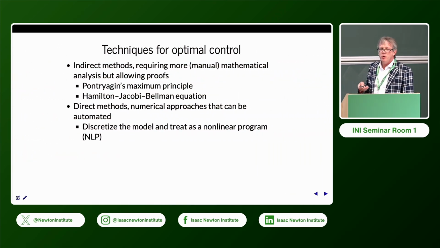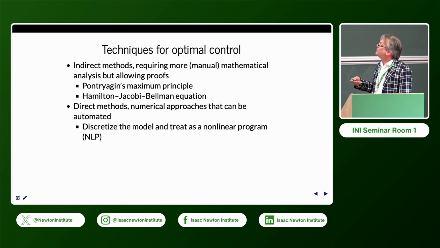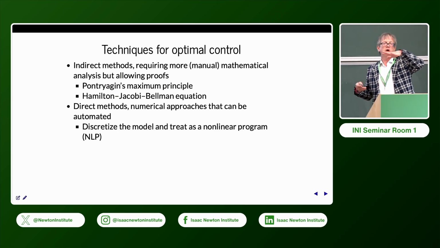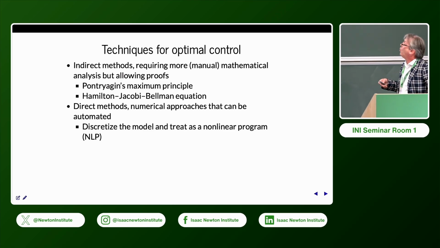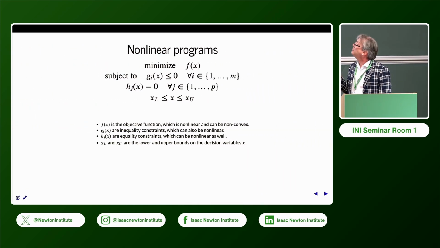So there are these 2 broad classes of optimal control. There are indirect methods, which require more mathematical manipulations. And then there are the ones that are simpler to implement, direct methods, where we've got some sort of curve which might represent the amount of lockdown, and we want to optimize that curve. And one approach to do that is to discretize the model over time and then treat it as a nonlinear program.